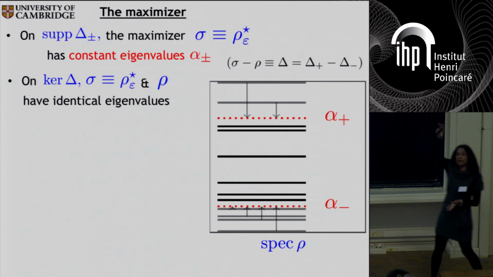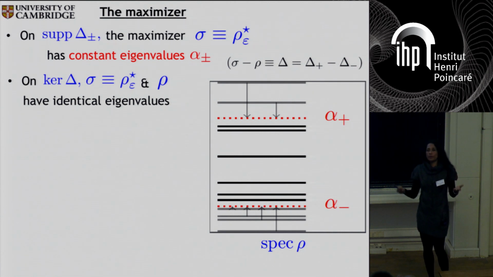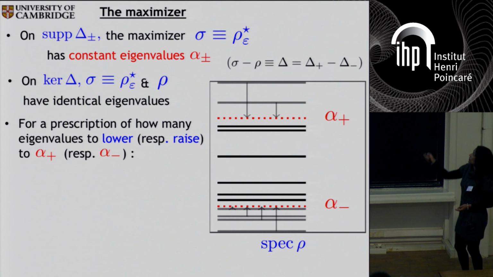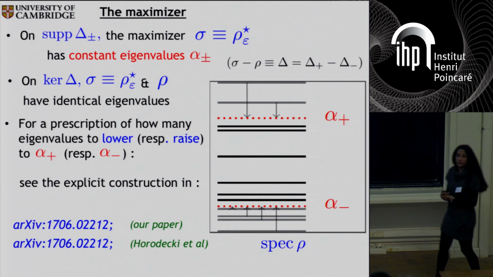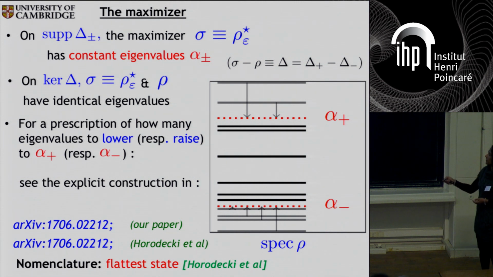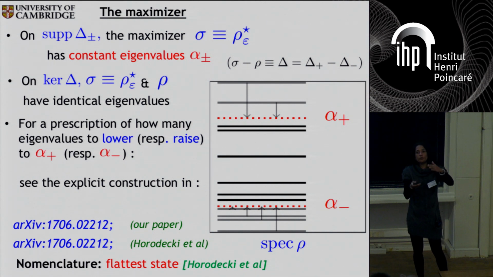So what do we do? We take a certain number of eigenvalues from the top of the original rho and squash them down a little bit, and take some from below and squash them up a little bit. So you see what we're doing. We're trying to come as close as possible to the completely mixed state, which is the maximum entropy state. But we have to do that under the constraint of the resulting state lying in the ball. For a prescription of exactly how many to move up and down, the construction is done, and I will ask you to look at the papers instead of in this short talk. The nomenclature given for the state was, as you can expect, the flattest state, because it's closest to the uniform distribution.